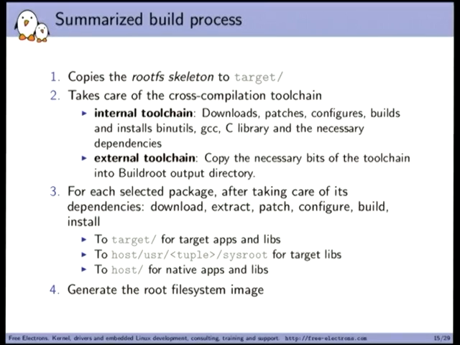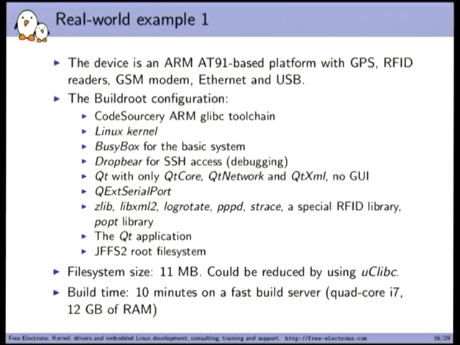And in output host, that's where we install all the native libraries and applications, like the cross-compiler itself, but also more things like, I don't know, if you need Flex or Bison to build something, they are going to be installed in there. And finally, once that process is done for all the packages that you've selected, taking care of the dependencies and ordering the build properly, it's going to generate the root file system image and your system is ready to use.